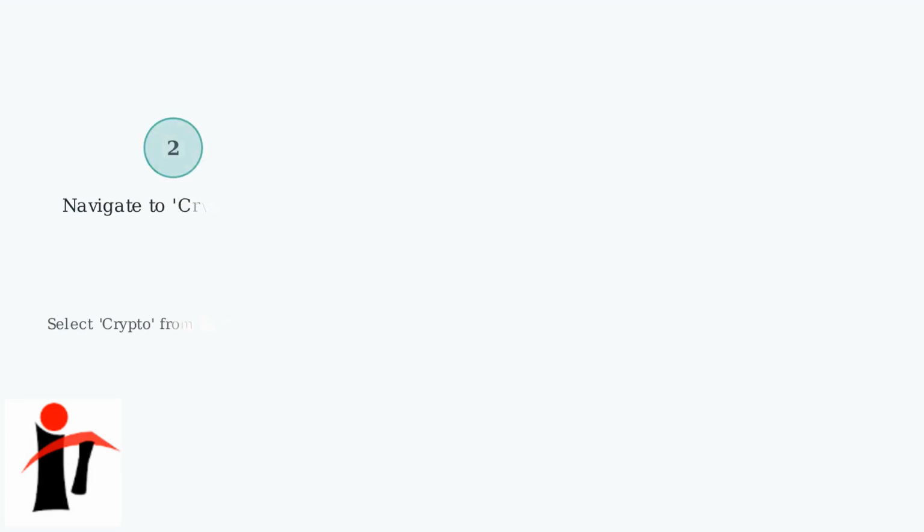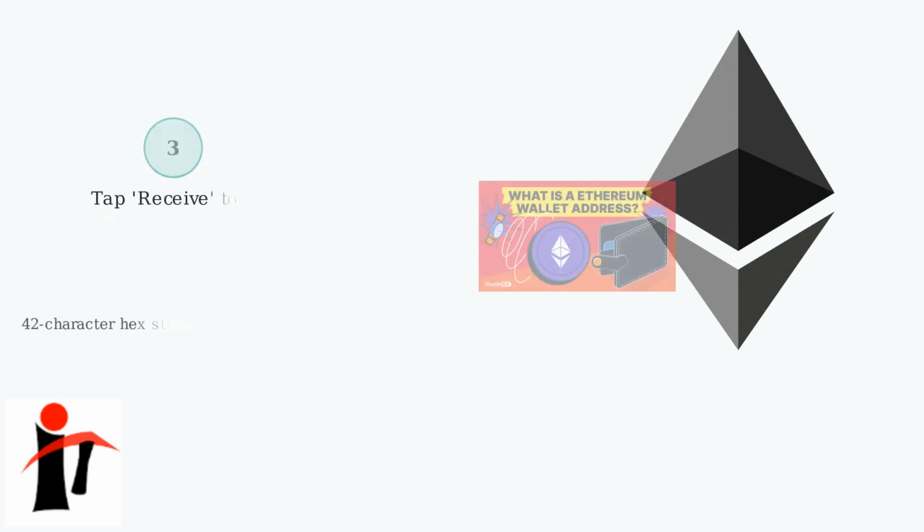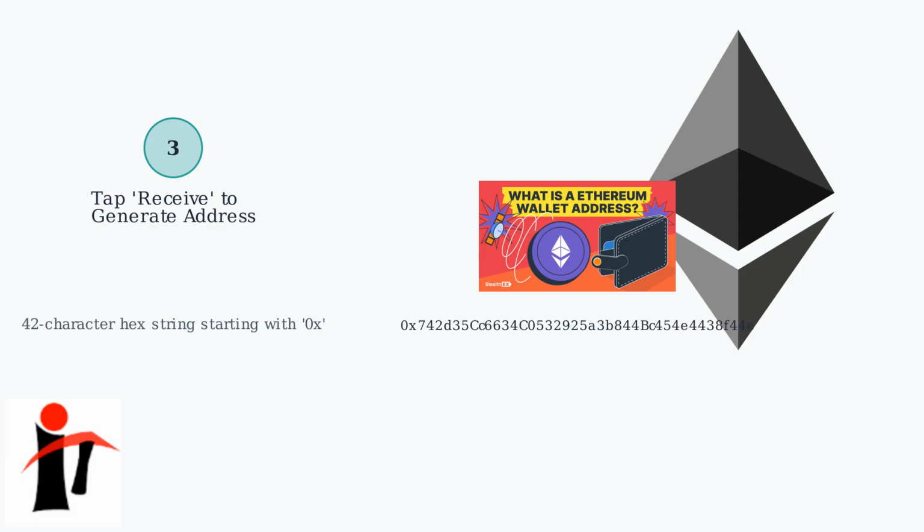To receive Ethereum on Webull Pay, start by ensuring you have the Webull app downloaded and you're logged in. Next, navigate to the Crypto tab within the app. Then select Wallet and choose Ethereum ETH from the available cryptocurrencies. Tap on Receive to generate your unique deposit address.